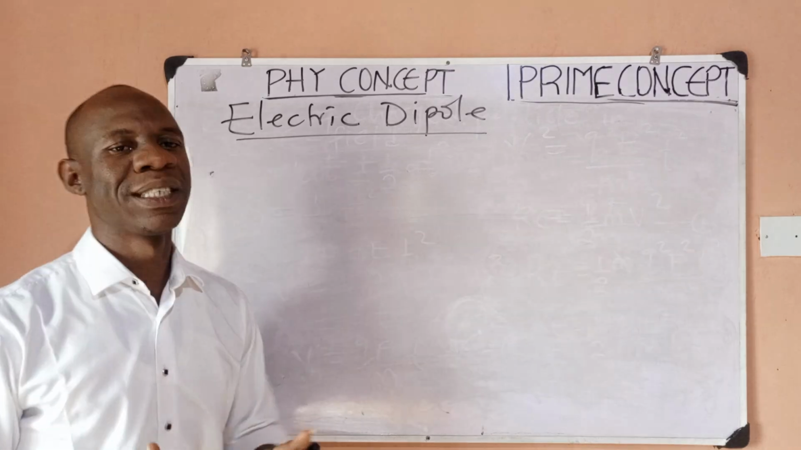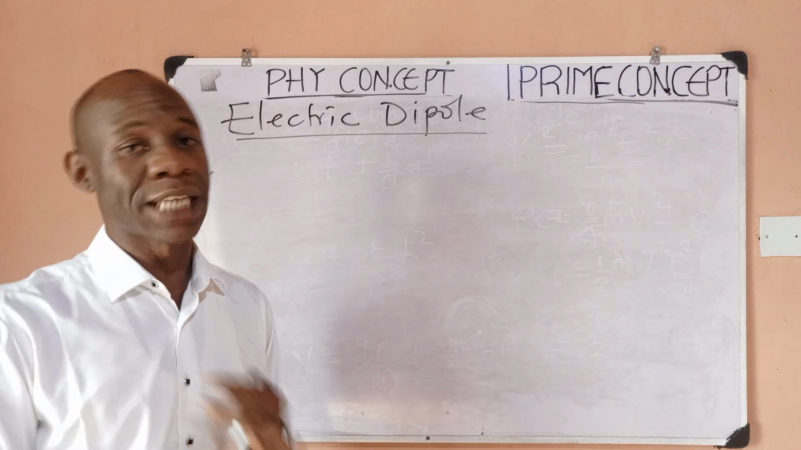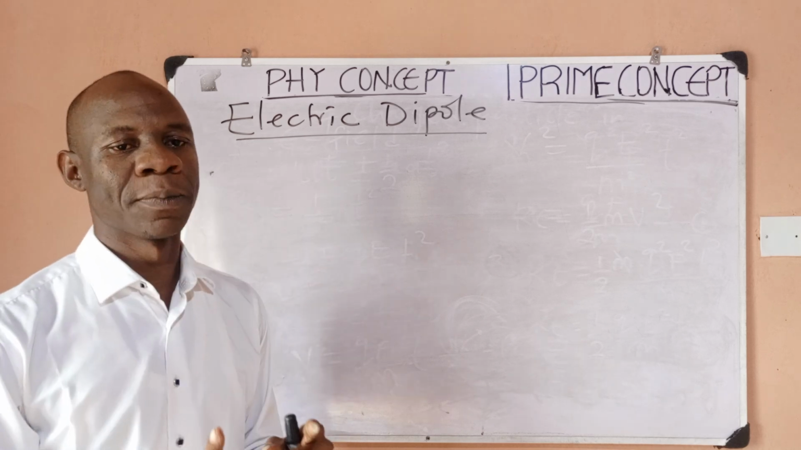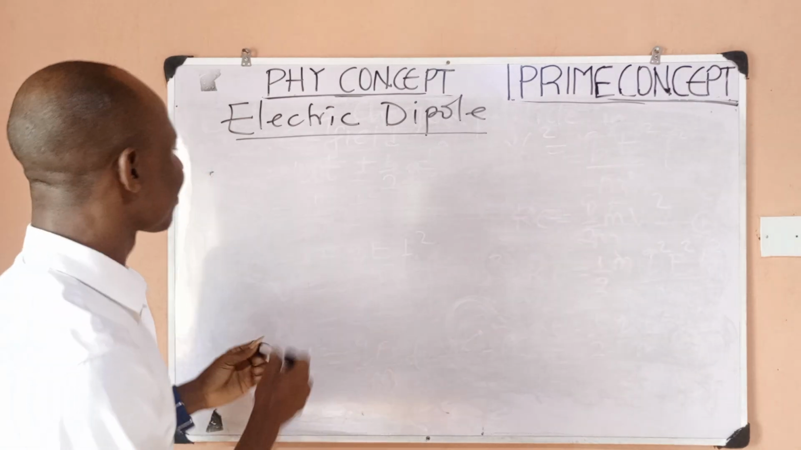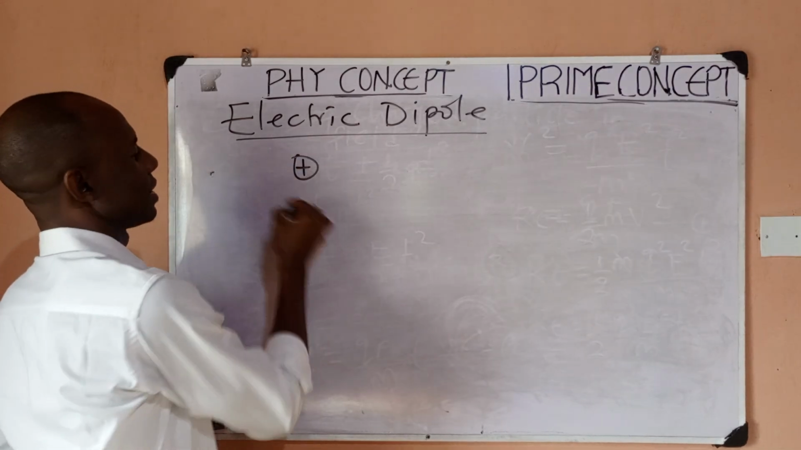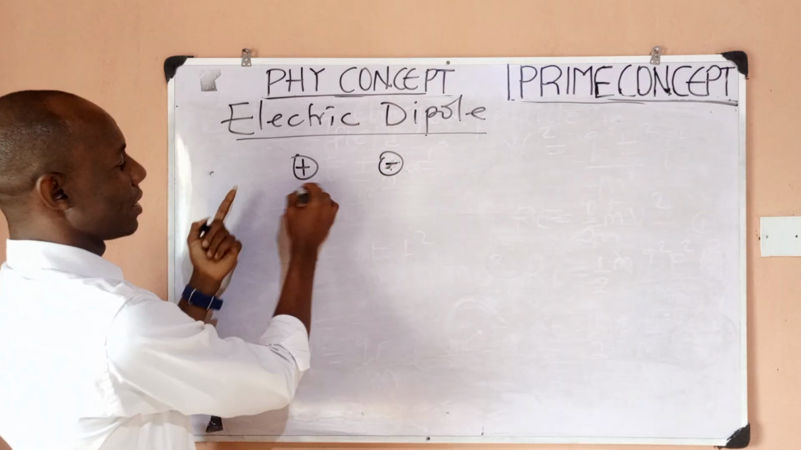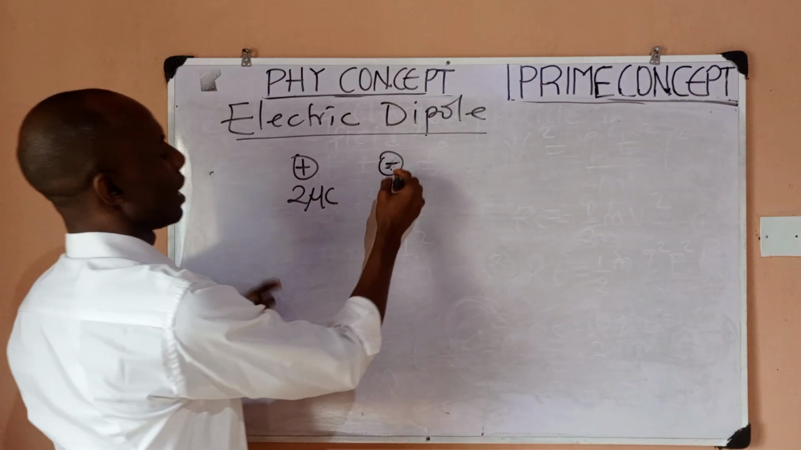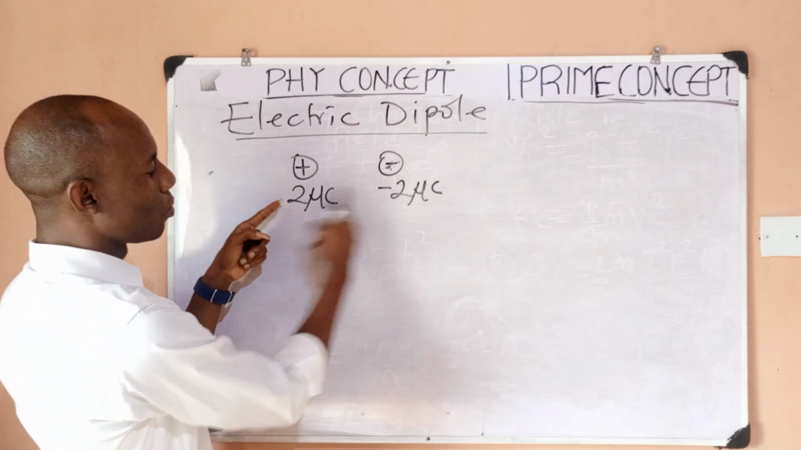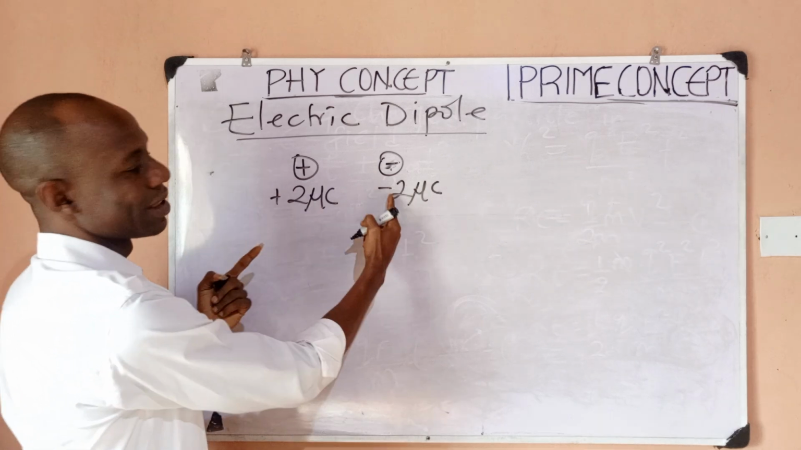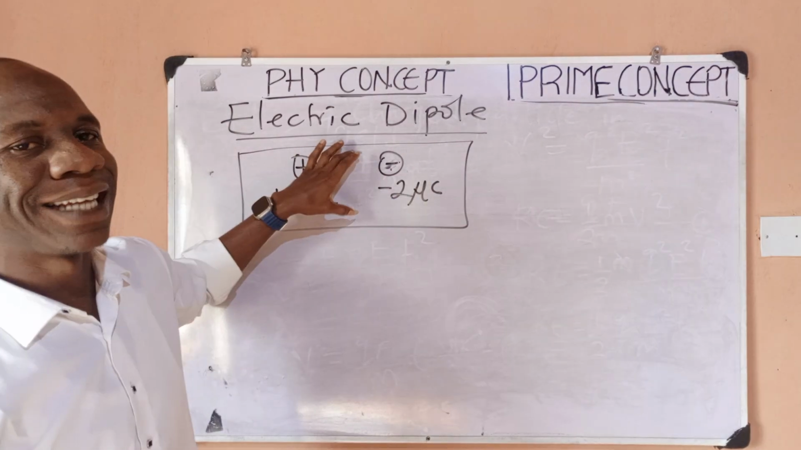An electric dipole is a pair of point charges with equal magnitude, that is to say same size but opposite signs, right? That are separated by a distance, say d. What do I mean? If I have a positive charge and also I have a negative charge and their magnitudes are the same, say this is 2 microcoulomb and this one is minus 2 microcoulomb, same magnitude 2 and 2 but opposite signs. This is positive, this is negative. If I put these two together, this forms what we call an electric dipole.